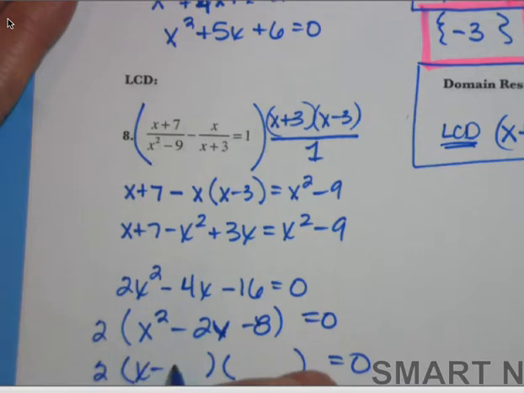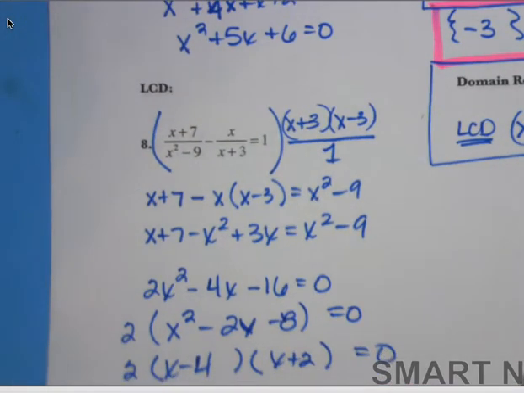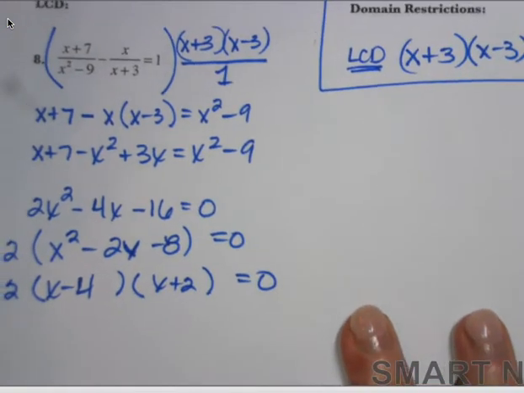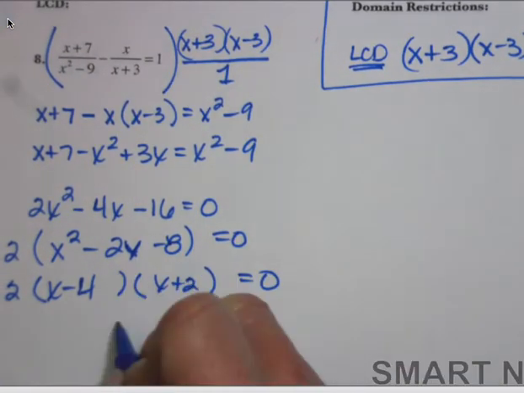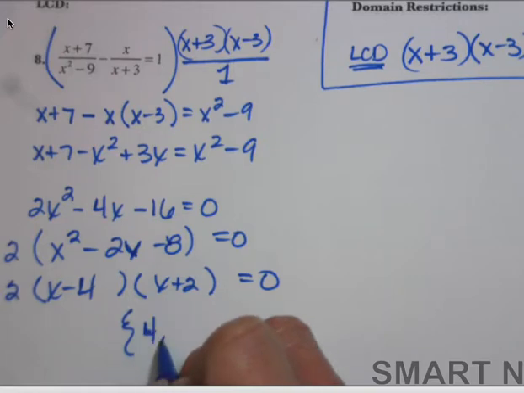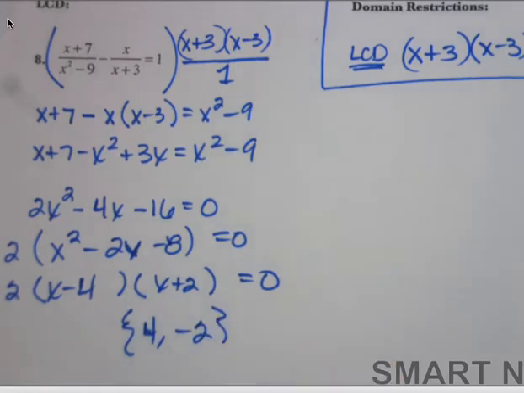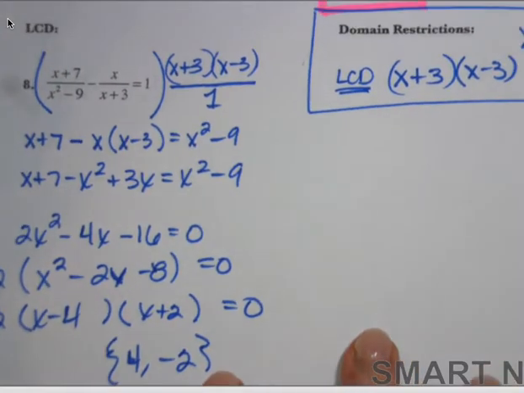And I'm going to end up with x minus 4, x plus 2. So my two roots or solutions for this particular problem are going to be positive 4 and negative 2. These are my roots, positive 4, negative 2. At the end of the problem, I need to go back and compare.